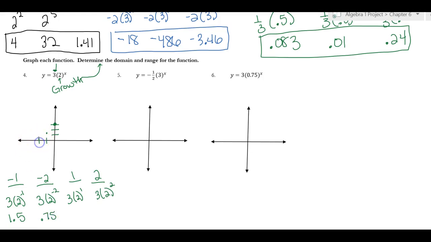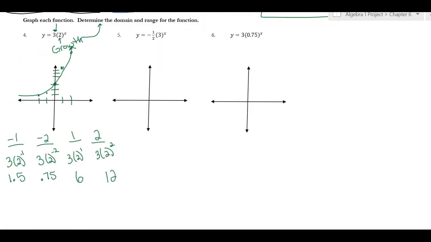And then this one, 2 to the 1 is just 2, so this is 6. So it's way up here. And then 2 squared is 4, times 3 is 12, so this is even higher up here. So it's going to kind of flatten out, and it's going to go up. Okay? All right, so do I have space for domain and range?